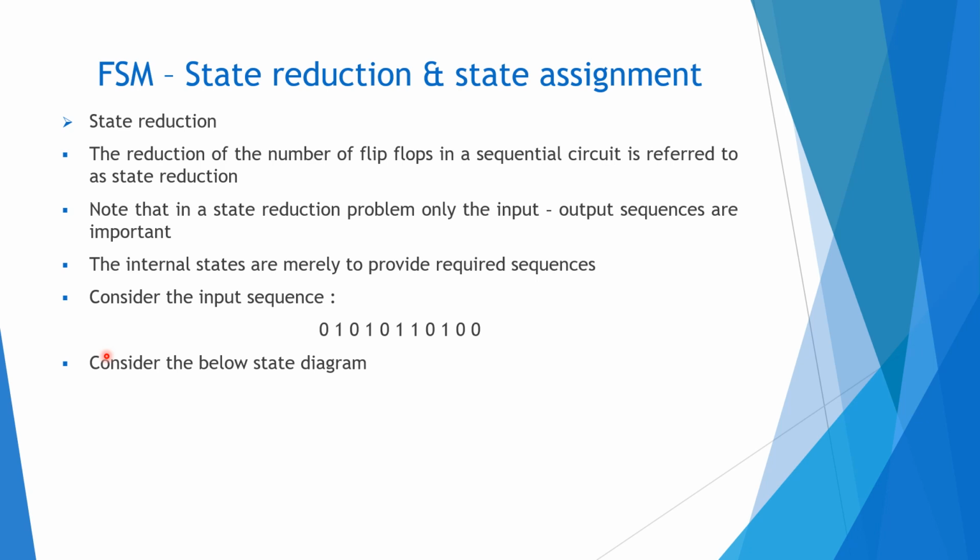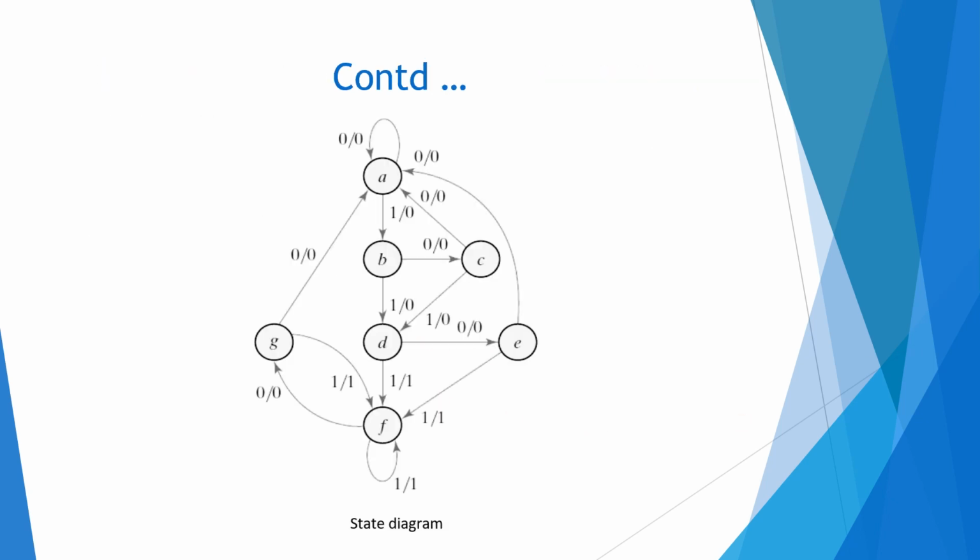So we will consider an example state diagram. Consider the input sequence 0 1 0 1 0 1 1 0 1 0 0. According to the sequence, there are some state transitions, and we can analyze the state diagram and reduce the states. Here there are 7 states. If we can reduce to 5 states or so, we can reduce the number of states and the complexity of the circuit.